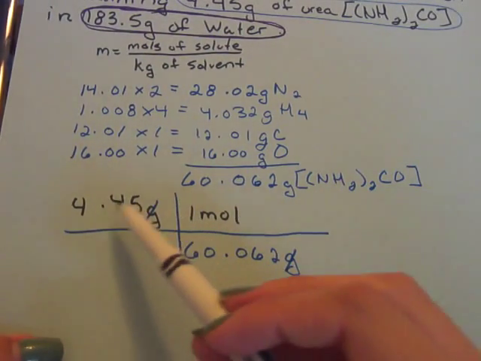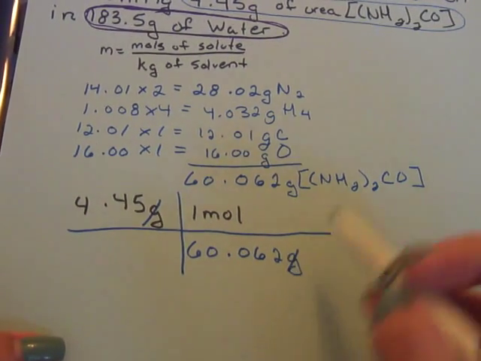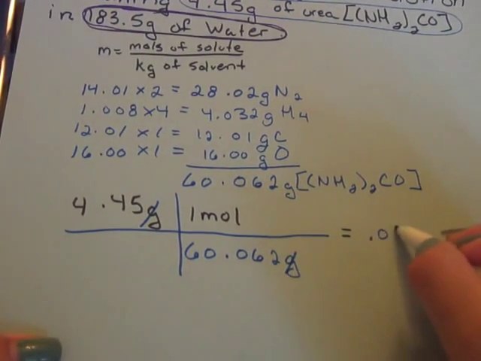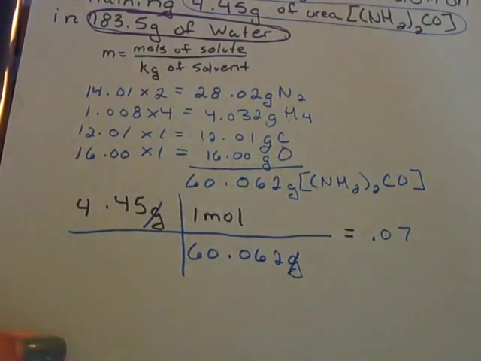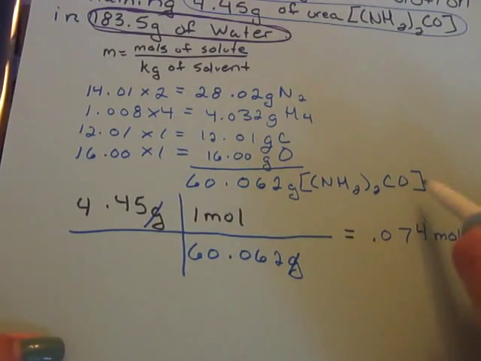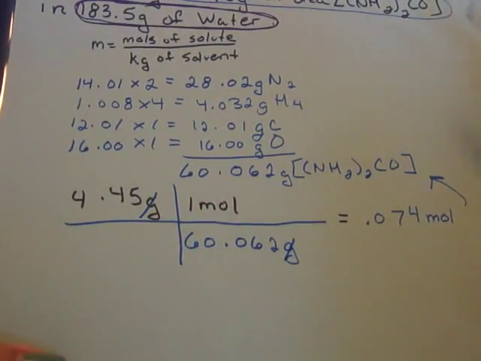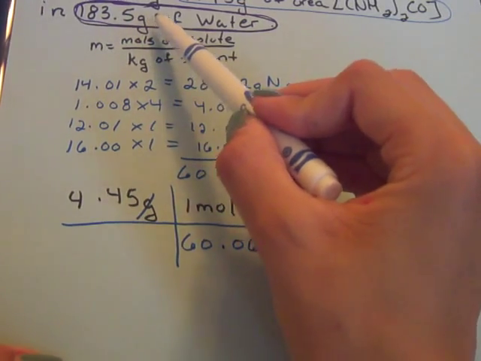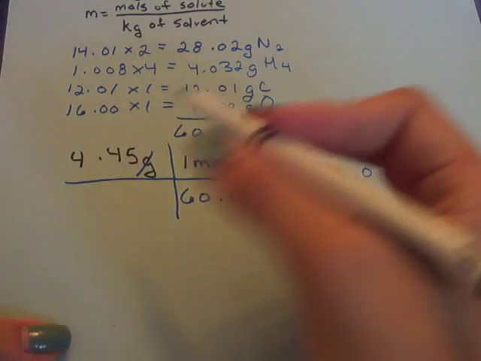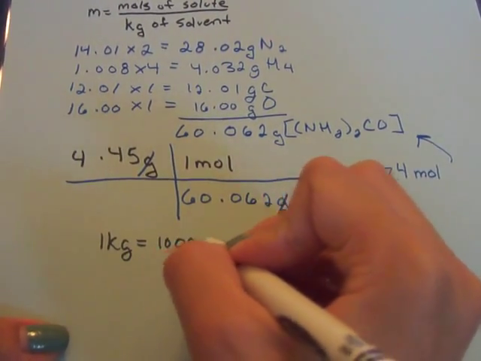So after multiplying 4.45 times 1 and then dividing it by 60.062, we get 0.074, and that's going to be our moles of this. So now that we have moles, now we need to calculate the grams. We need to convert that to kilograms. So we need to know for that the conversion factor. We need to know that 1 kilogram is equal to 1,000 grams.